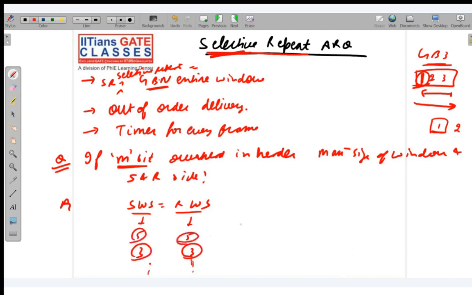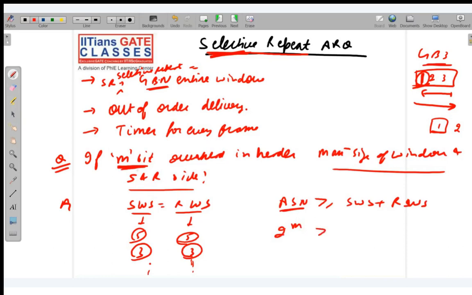Now see what the question is saying. If m bit overhead is allowed, then what is the maximum size of window at sender and receiver side? So how will we calculate the maximum window size? The formula: available sequence numbers should be equal to sender window size plus receiver window size. If m bit overhead is allowed, the total number of sequence numbers possible is 2 power m. That is very easy. 3 bit overhead gives 8, and so on.